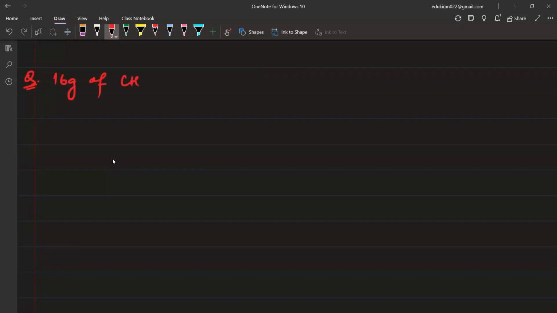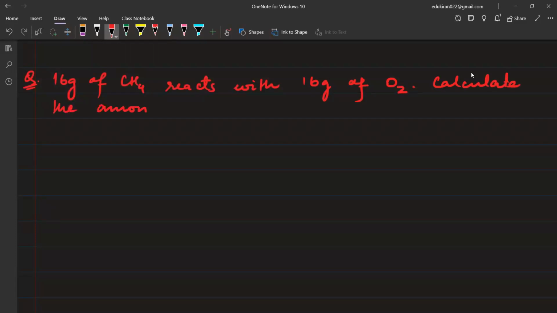16 grams of CH4 reacts with 16 grams of O2. Calculate the amount of CO2 formed.